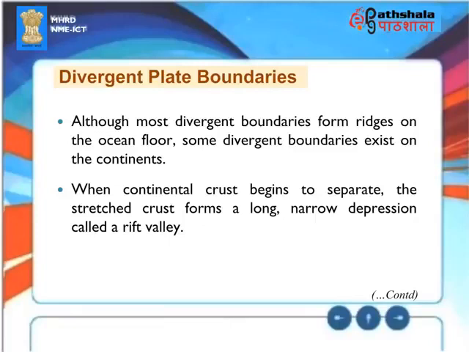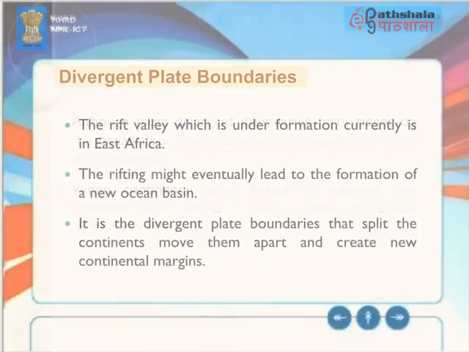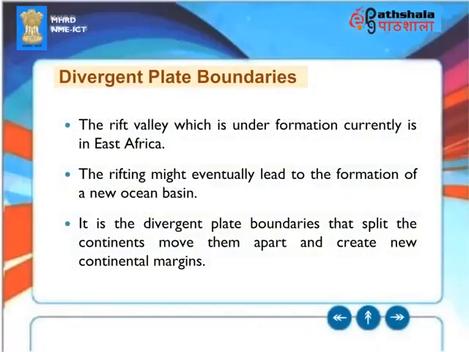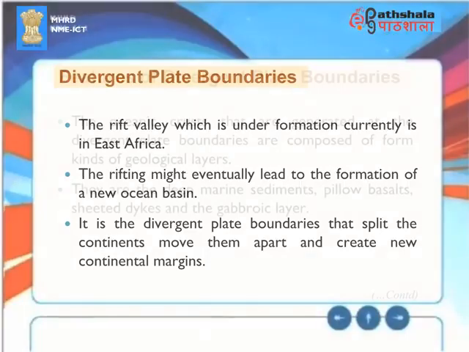When continental crust begins to separate, the stretched crust forms a long, narrow depression called a rift valley. The Rift Valley, which is under formation currently, is in East Africa. The rifting might eventually lead to the formation of a new ocean basin. It is the divergent plate boundaries that split the continents, move them apart, and create new continental margins.